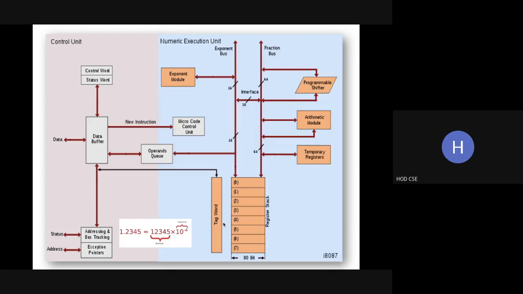So the top of the stack is here, this is ST of 0. All the registers in this will be referred to as the ST stack: ST of 0, ST of 1, ST of 2, ST of 3, 4, 5, 6, 7. Okay. So top of the stack will be ST of 0. It will vary. Sometimes the 5th register will be the top of the stack, and sometimes the 6th. Like this, it may differ.